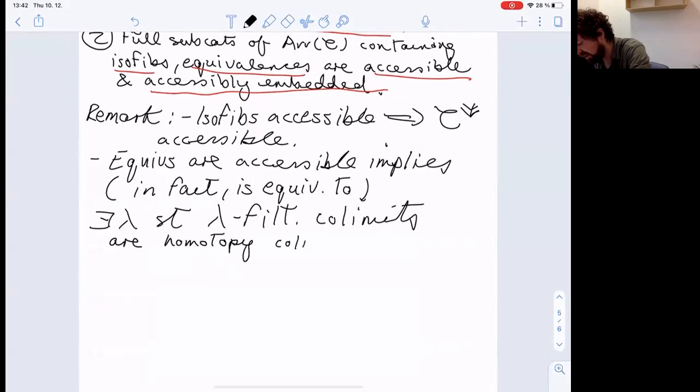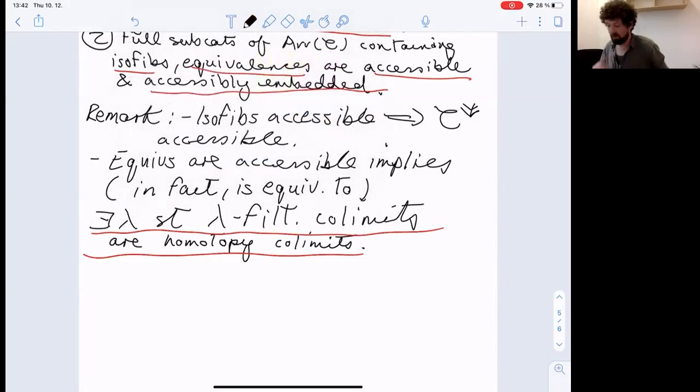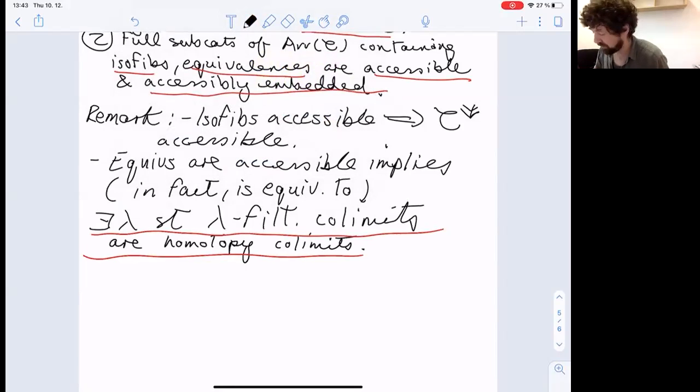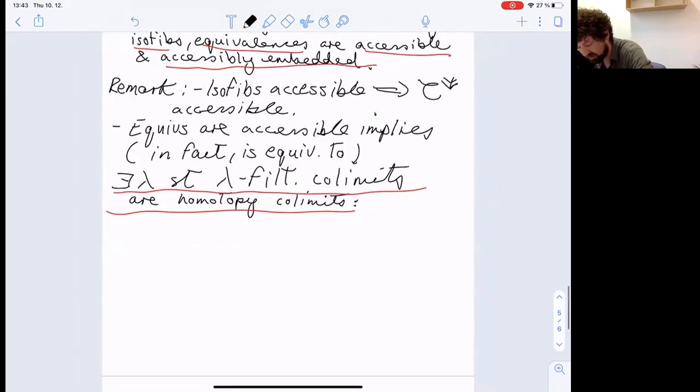So now if you think about it, we know that every object in an accessible infinity cosmos is a filtered colimit, for some lambda, of lambda presentable objects, but now we know that this is actually a homotopic colimit as well. So it's a well-behaved colimit. And so what does that actually mean? I should define what I mean by a homotopic colimit.